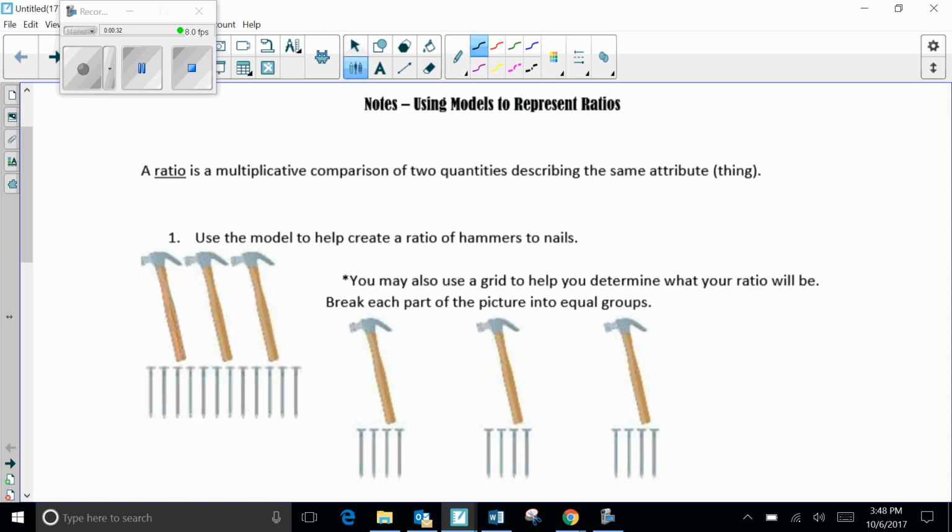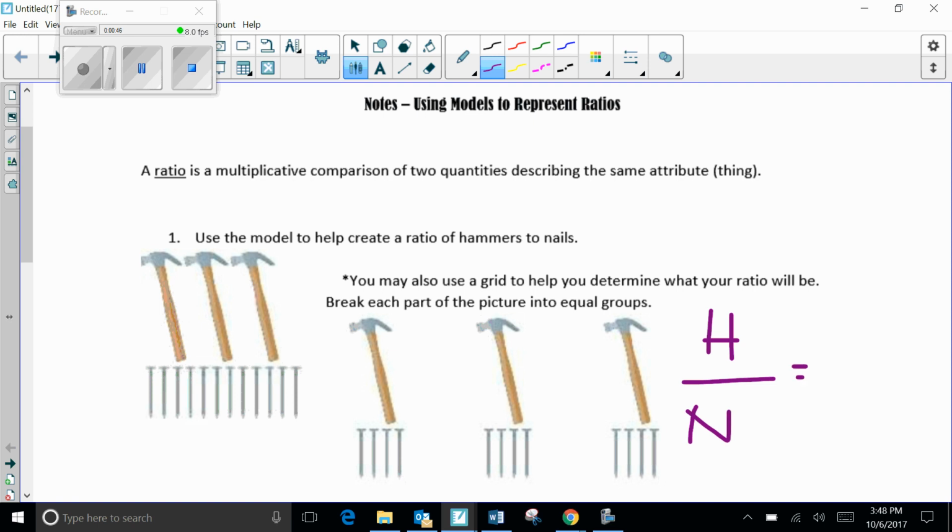So let's go ahead and look at number one. You see it says, use the model to help create a ratio of hammers to nails. So we know that I want hammers over nails. There are several ways you can do that. One way is to count the whole as one and simplify. So I have 3 hammers on top, and if I count all of these at the bottom, 1, 2, 3, 4, 5, 6, 7, 8, 9, 10, 11, 12. So I have 3/12.